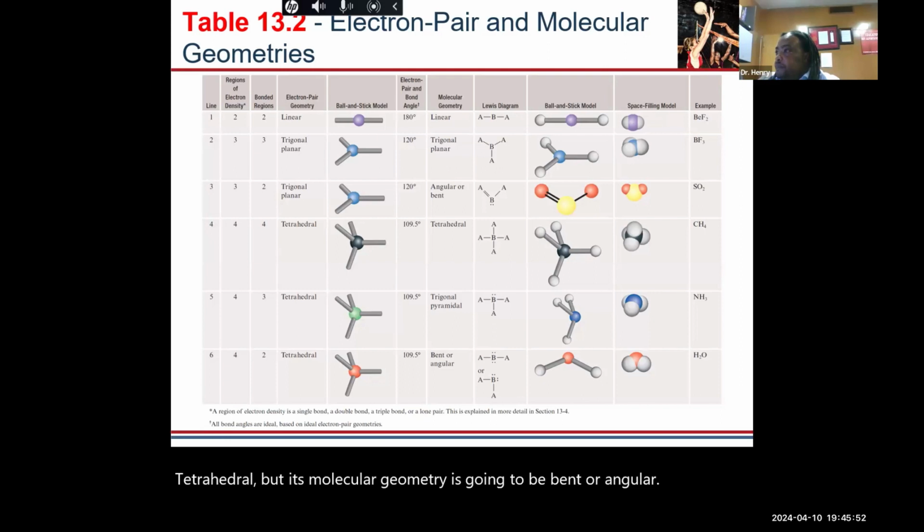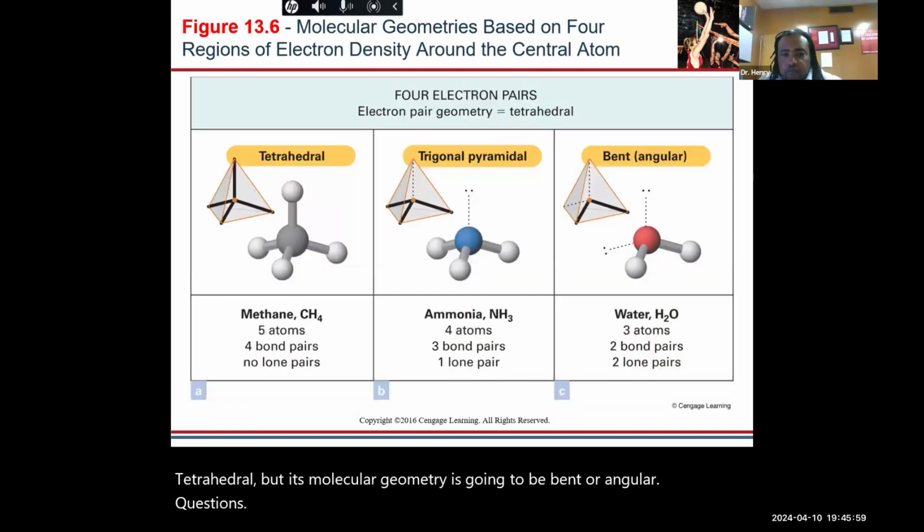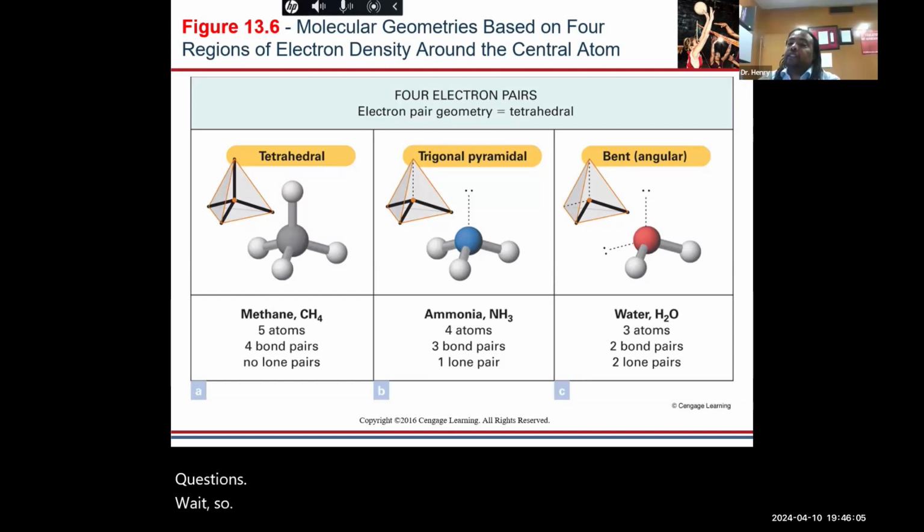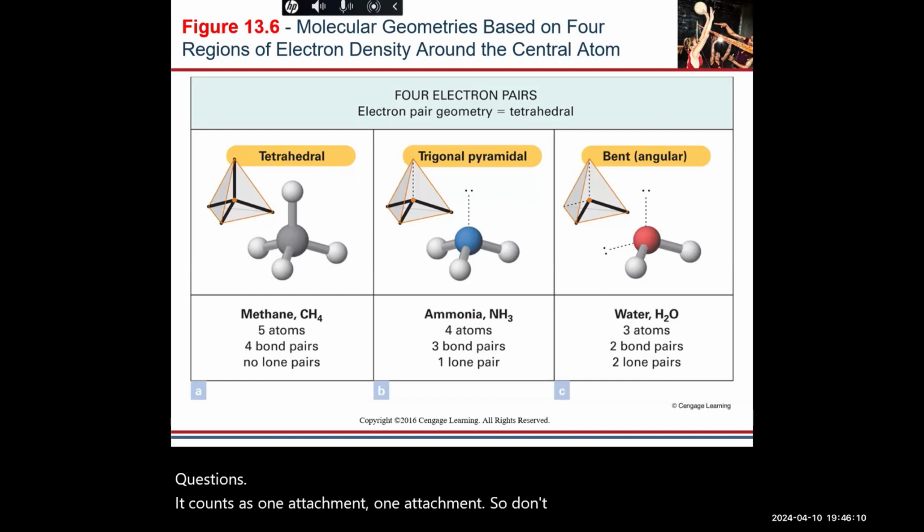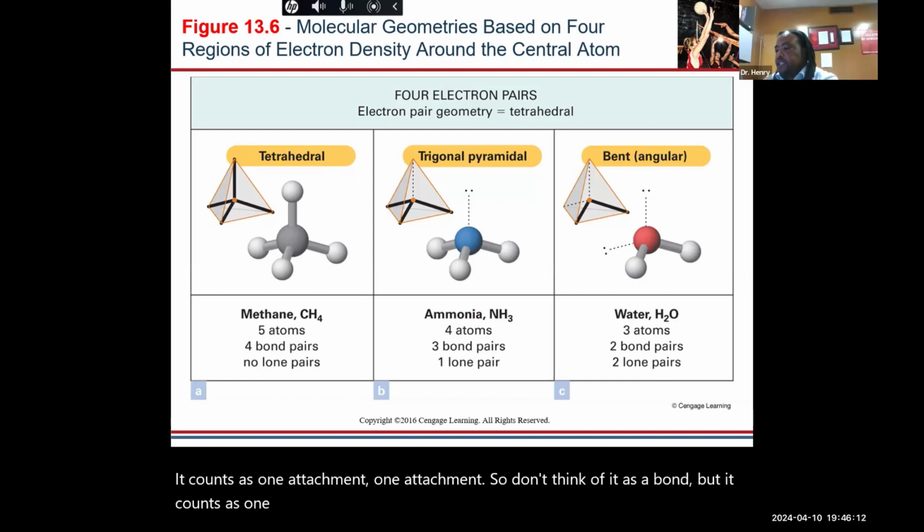Okay. Questions? Wait, so with the double bond, it only counts as like one bond then? So remember, it counts as one attachment. One attachment. Don't think of it as a bond, but it counts as one attachment because it's only attached to one atom.